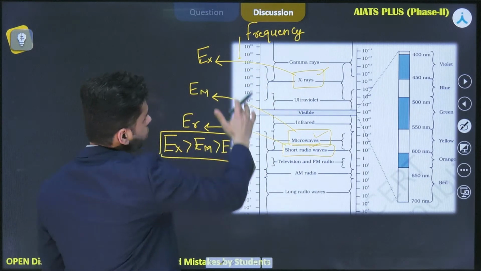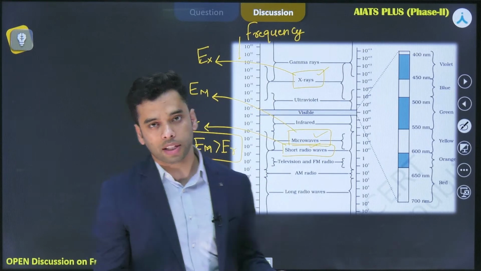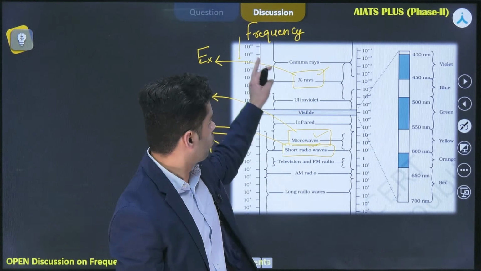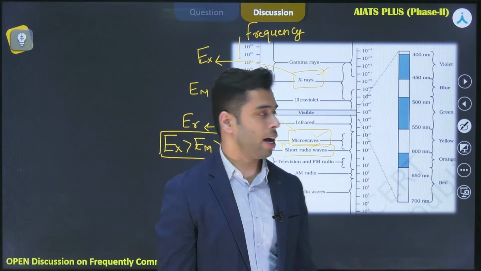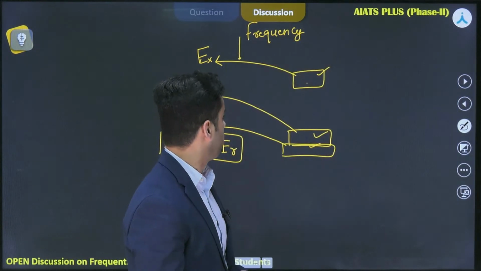So this is the frequency and this is the order of the wavelength. The more the frequency, the lesser the wavelength. That is the basic concept of waves. And this is the spectrum of the visible part of the EM waves. Now, let's move to the problem.